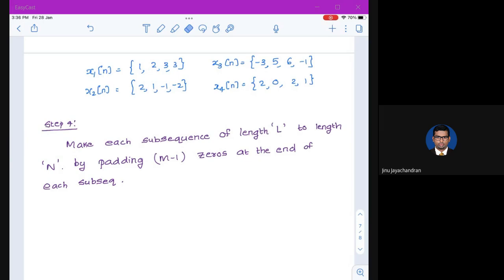But in the overlap add method, you don't need to put anything from the previous block.